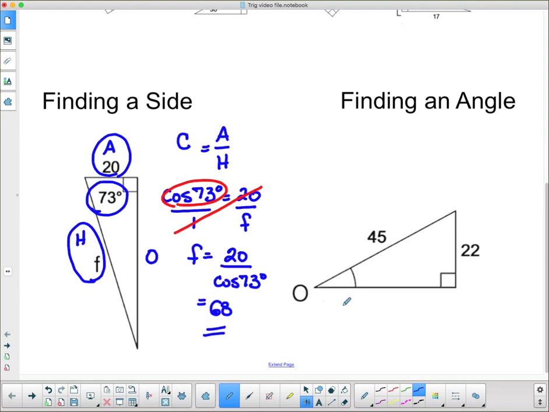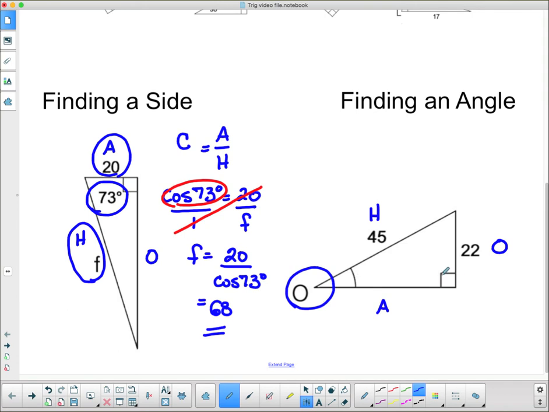Now let's find the angle. Again, when you're finding an angle, the first thing you're going to do is circle whatever you're finding and label the sides. Now over here we had the angle, so we circled the angle. Over here we're finding the angle, so we circle the angle. You're always starting by circling an angle. Now the side over here is opposite. This side here is hypotenuse. This side here is adjacent.